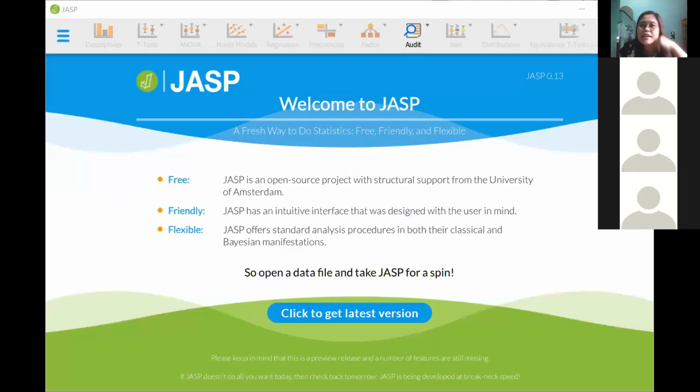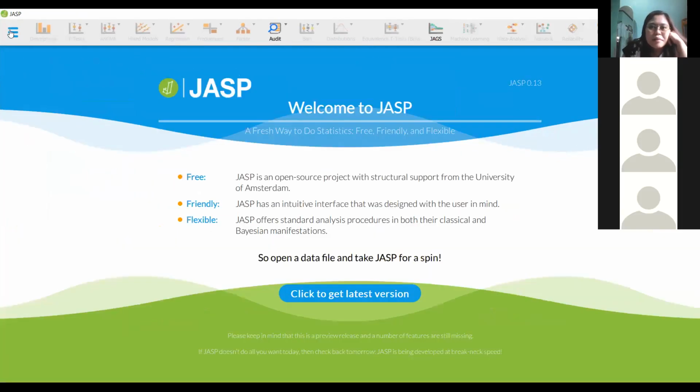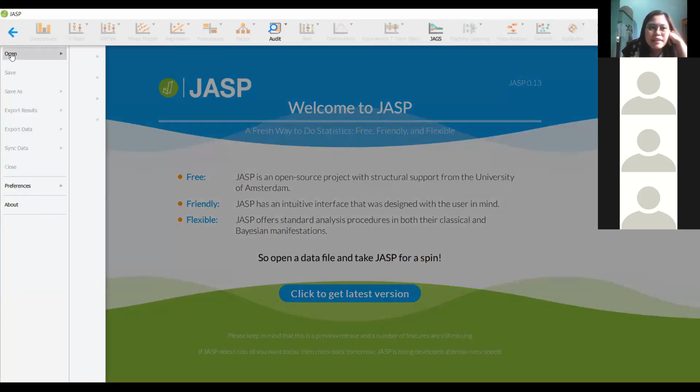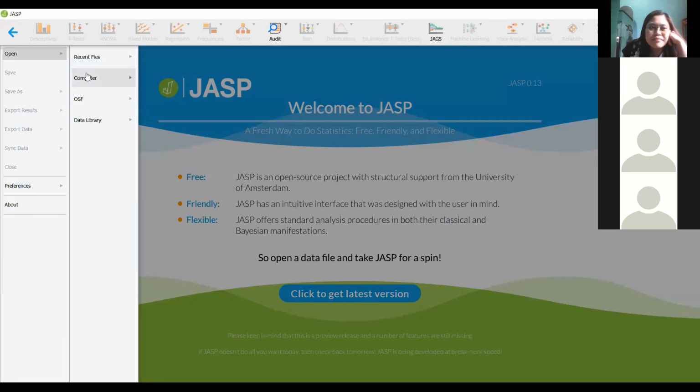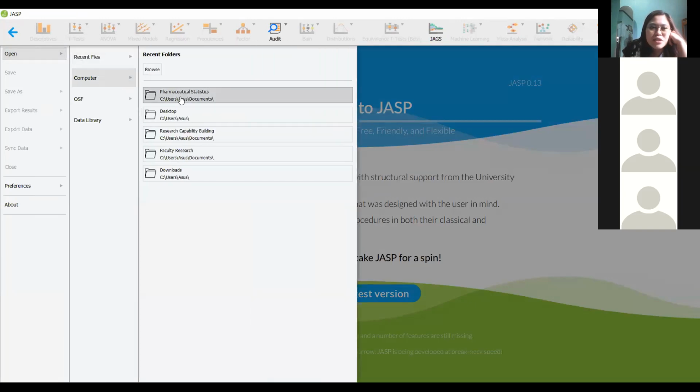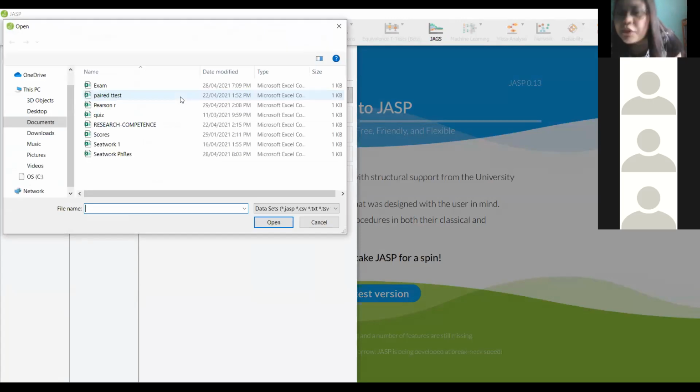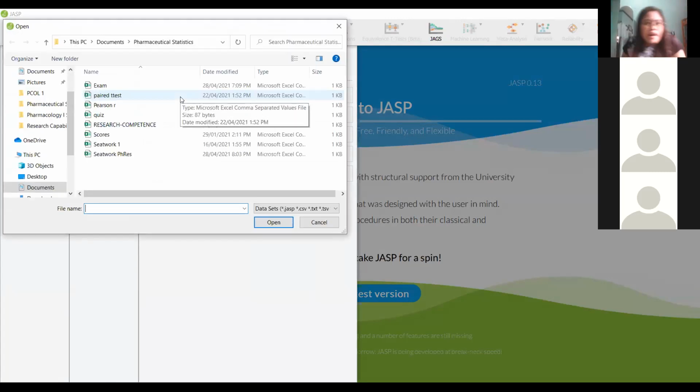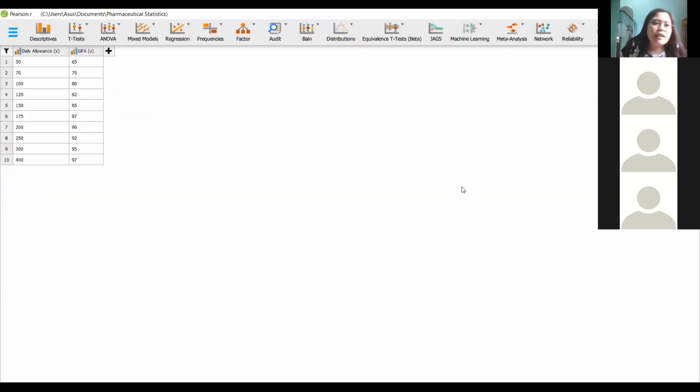We have here the JASP software. I hope you can see it. Tell me if hindi niyo makita ha. And then, what are we going to do? Open? Pag-ibutang sa pharmaceutical statistics na folder. And then, akong ipangalan ato kay Pearson R. So, i-import lang na niya. It's the same thing with that of the t-test, but we are going to do correlation R.